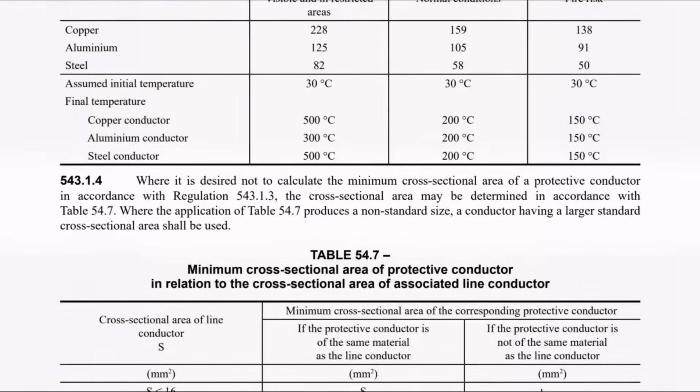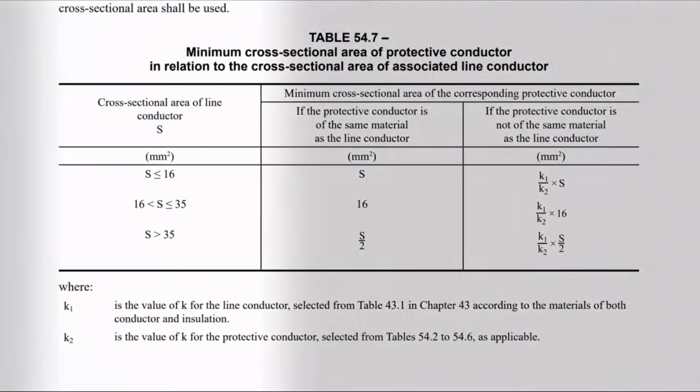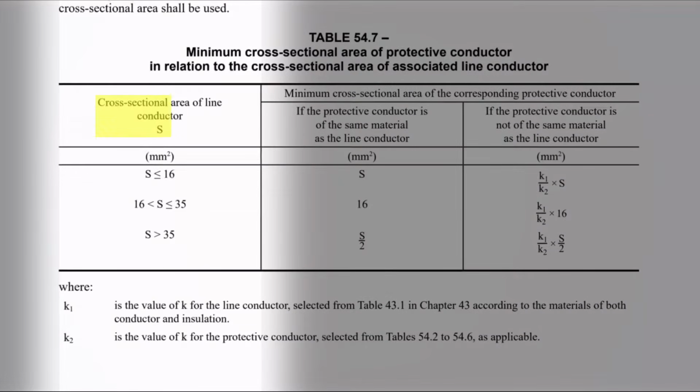We find this table just below the regulation, and you can see that the left-hand column is concerned with the cross-sectional area, or CSA, of the line conductor. It assigns this value the letter S. Moving down the column, we see that there are three broad groups.